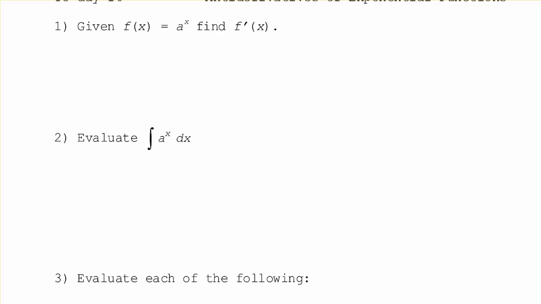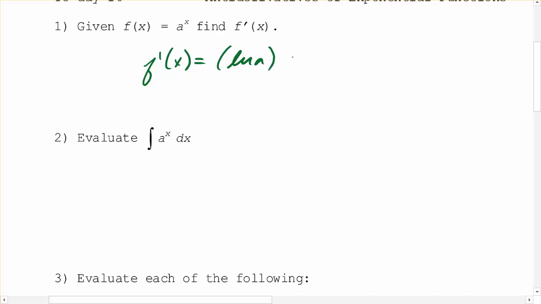Really? 2 to the x. Ah, so what is it? Anybody remember? What is f prime of x going to be? ln a times a to the x. Now that is something you just get to use. We don't prove it. You just get to use it, right?